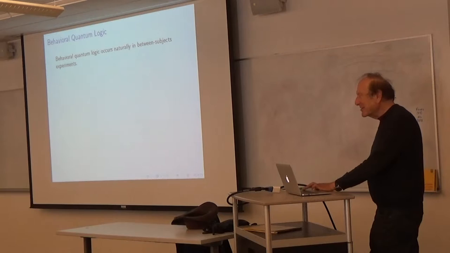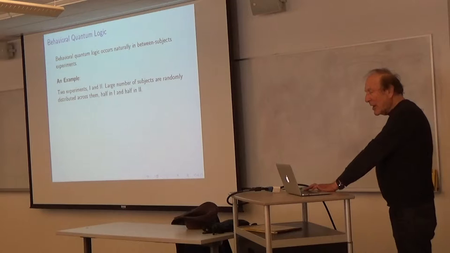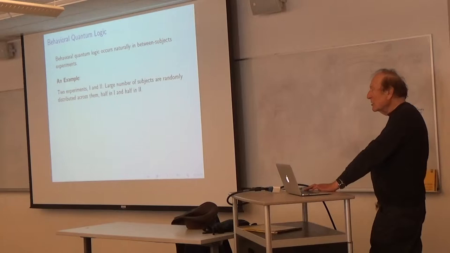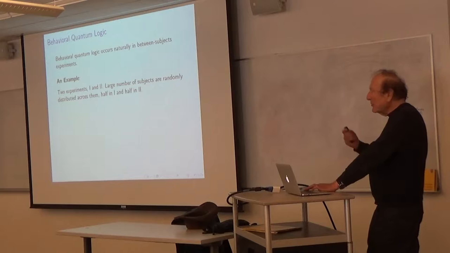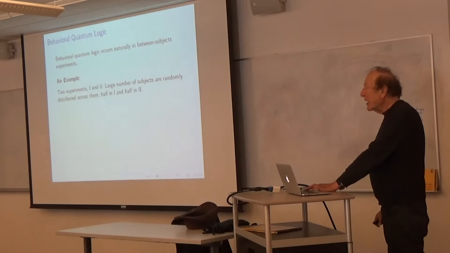An example: we'll have two experiments, experiment one and experiment two. A large number of subjects are randomly distributed across, half in one and half in two. Well, this is very different in behavioral science than what you're doing in quantum science. Where does randomness come in? You have probability theory, you need randomness. This is where it comes in. The experimenter creates the randomness, and this is why you are able to use statistics. It's half in one experiment, randomly half in the other experiment. That's where randomness comes in. And for everything else, I can get by with having the subjects be deterministic.